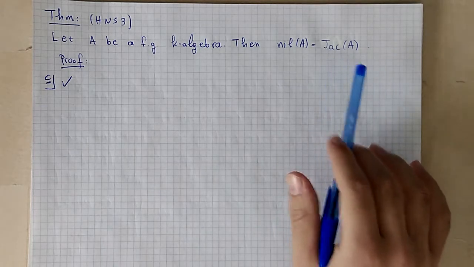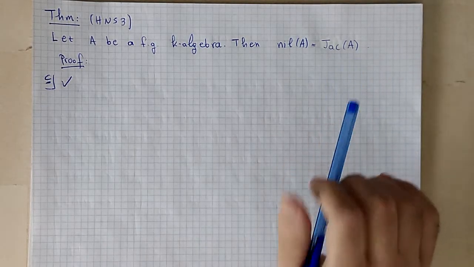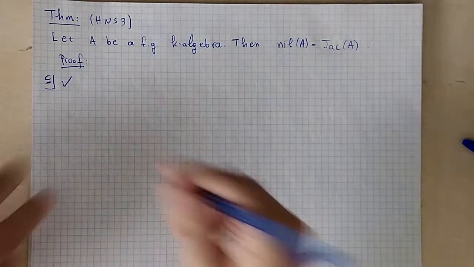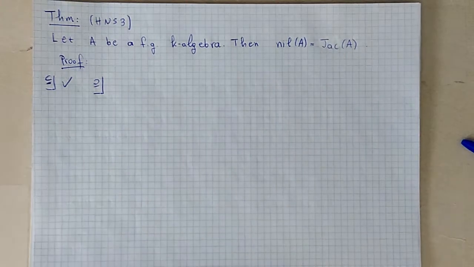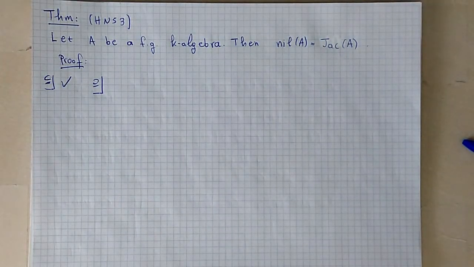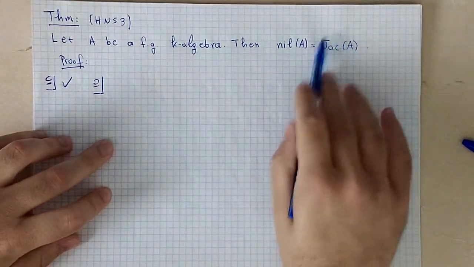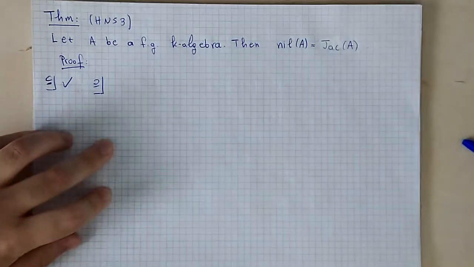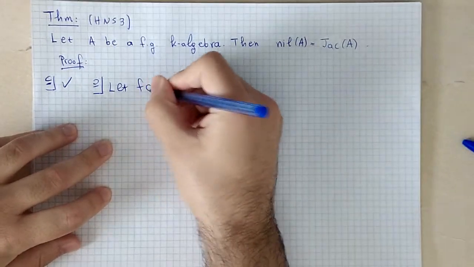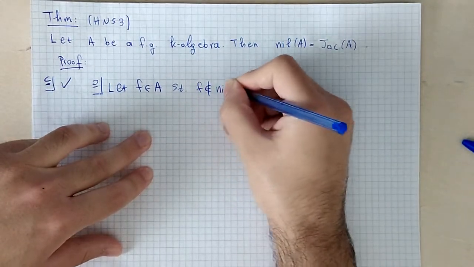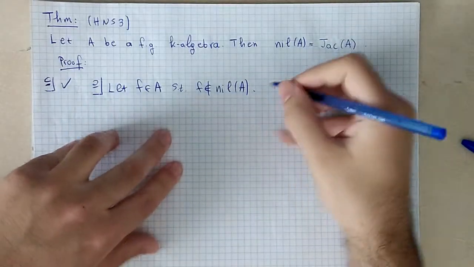And the Jacobson radical is the intersection of all the maximal ideals. So if something lives in every prime ideal, of course it's going to live in every maximal ideal, simply because every maximal ideal is prime, right? So this is trivial. So let's move on to the other inclusion, which is a bit trickier. I want to prove that every guy in here lives inside the nil radical. So let F be an element in A such that F is not an element of the nil radical, right?